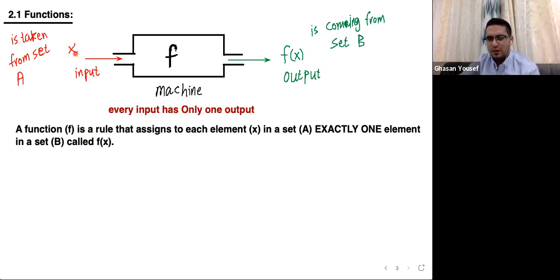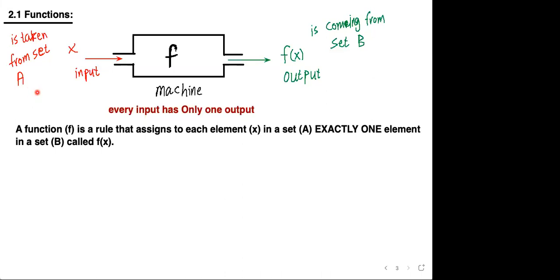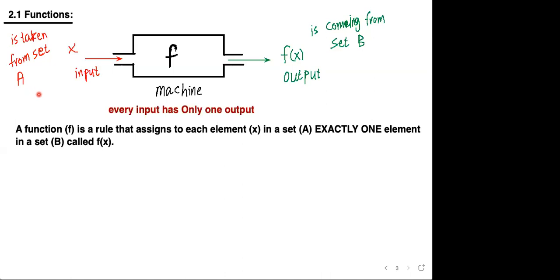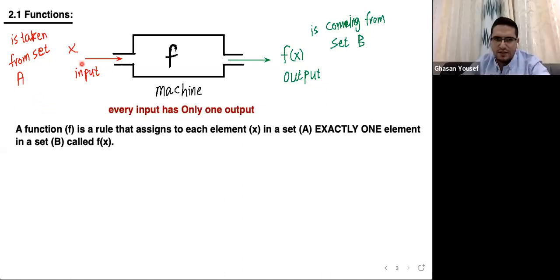Now, I said the input comes from the set A. What is the set A? Did you hear about domain and range, ordered pairs, stuff like this? Yes, so x comes from the domain. The set A is the domain. So x coming from the set A, the set A is called the domain of the function.